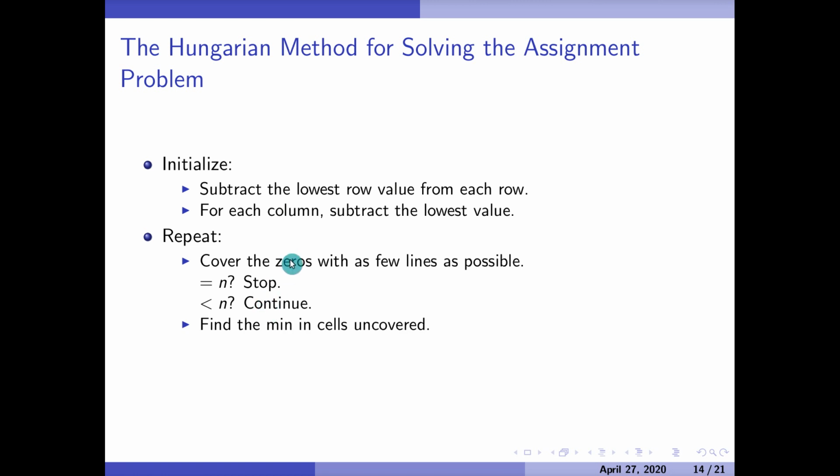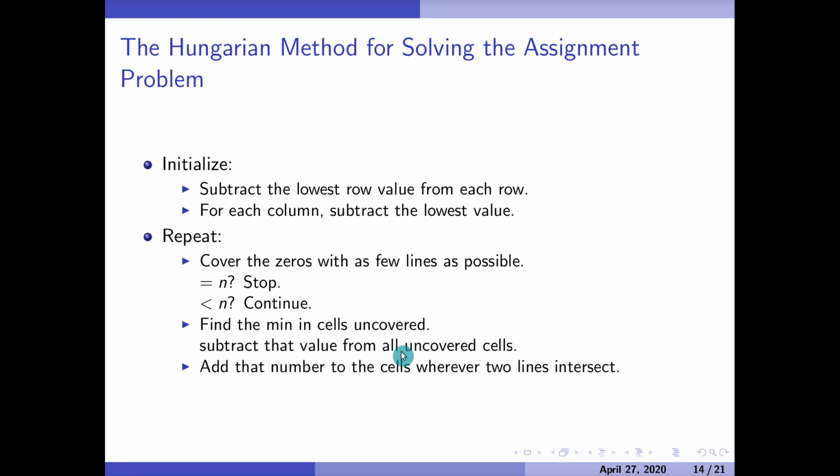If the number of lines is less than n, then you continue, and as you continue you would find the minimum in the cells that are uncovered. And do you remember the pattern? We subtract the value from all the uncovered cells, and add the number to the cells whenever two lines intersect.